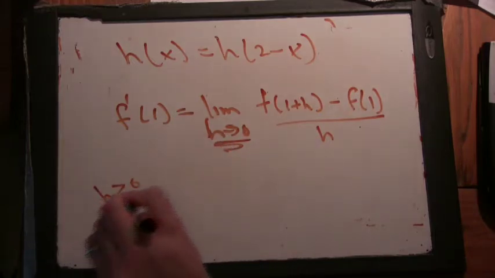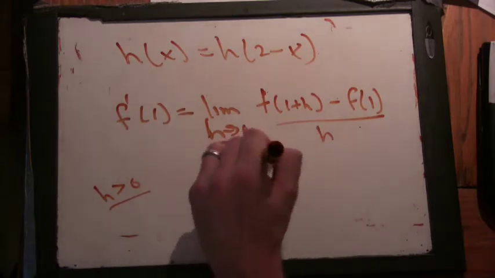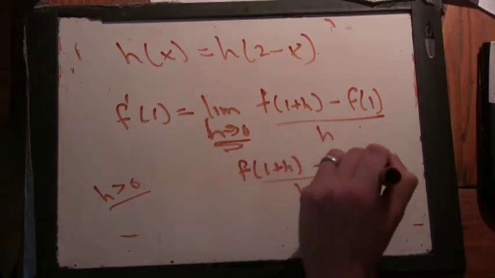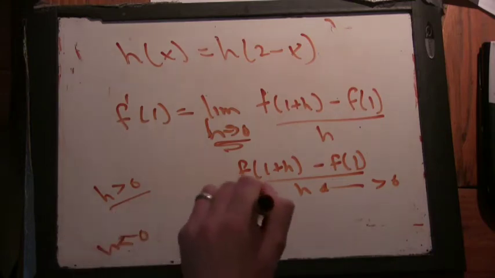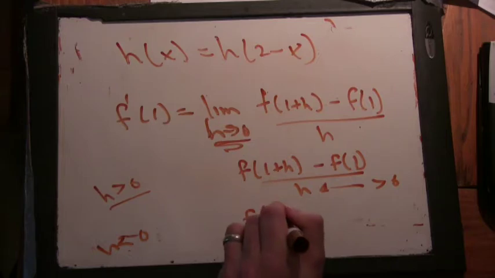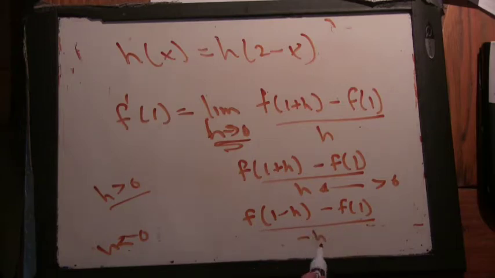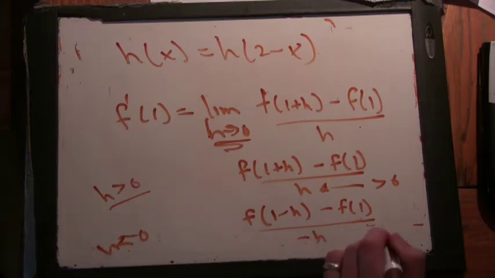h is bigger than 0. So that says I get f of 1 plus h minus f of 1 over h, and the bottom is bigger than 0. And h is less than 0 here. I get f of, well, now it's going to be 1 minus h minus f of 1 over minus h. I'm emphasizing it's really f of 1 plus h, but h is negative. You know what I mean? And then this is negative.